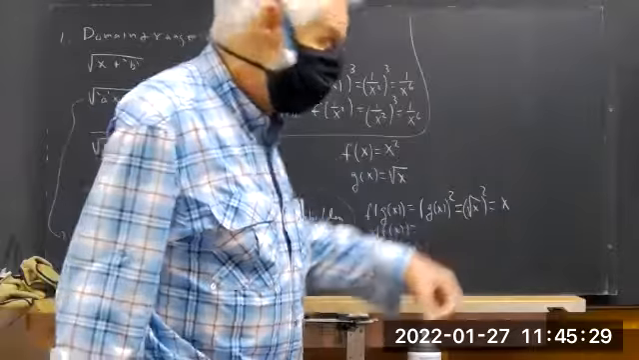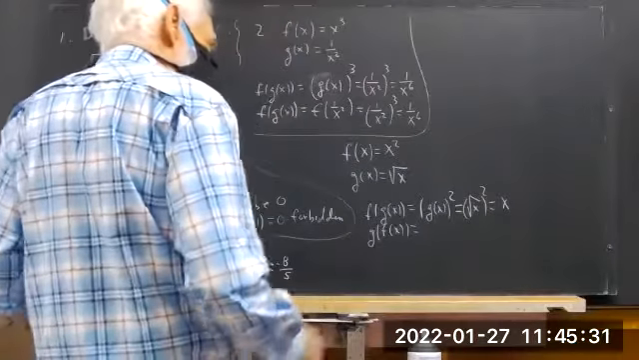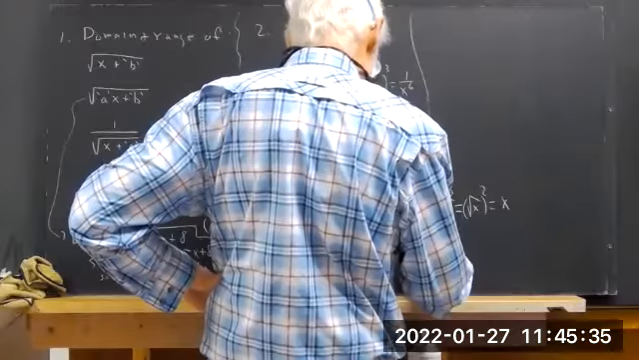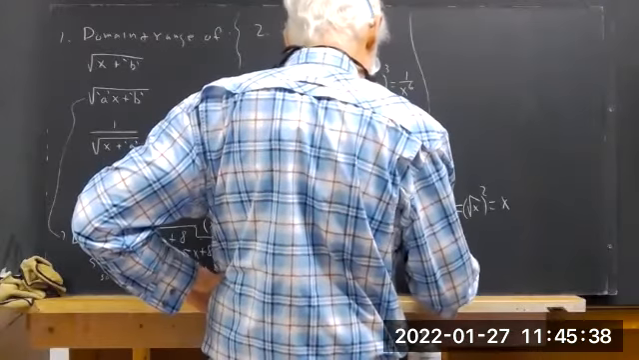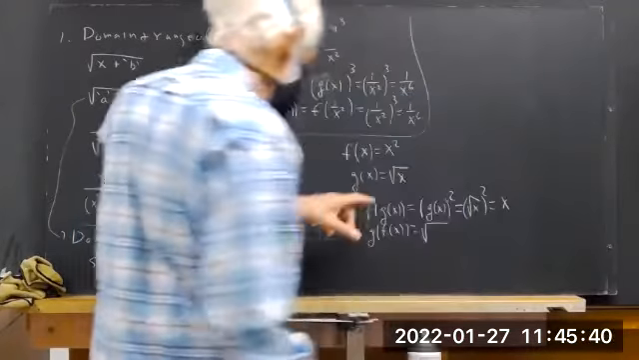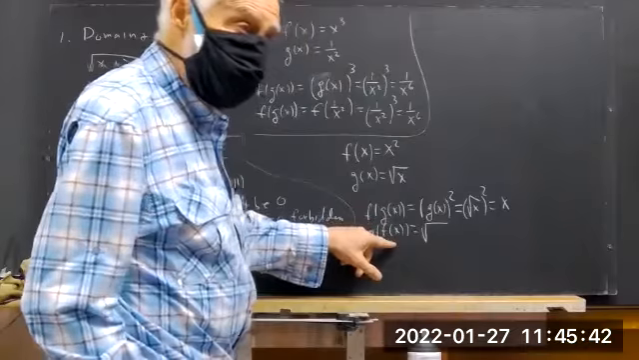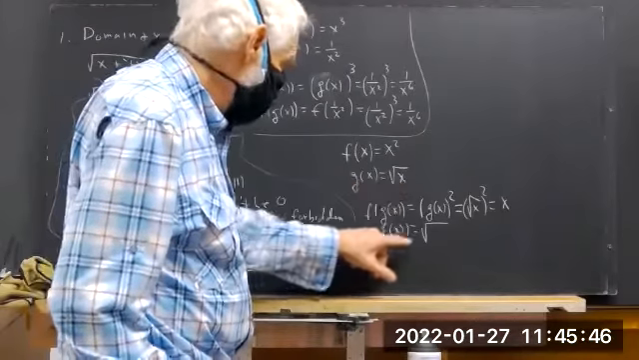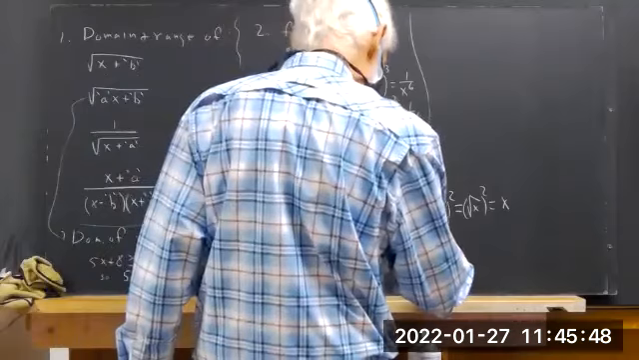Then g of f of x. You can write that out as the square root of, because x is being replaced by f of x. Well, x is under the square root sign, so now f of x is going to have to go there.